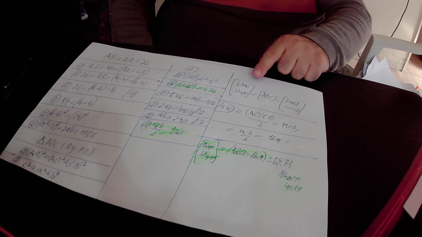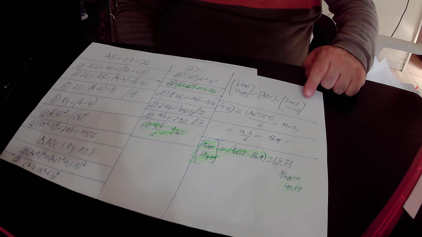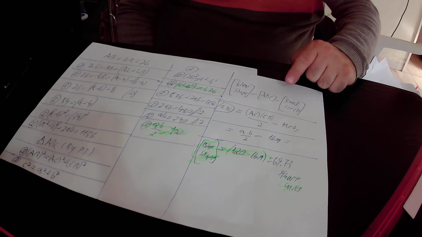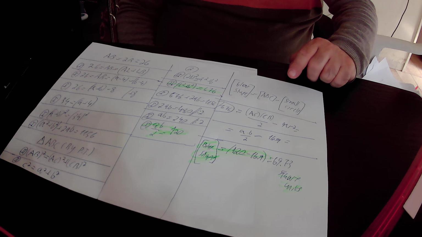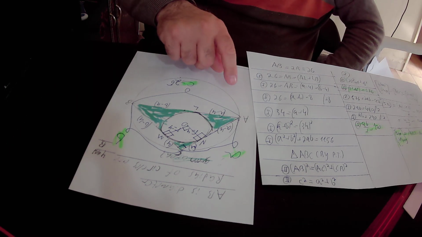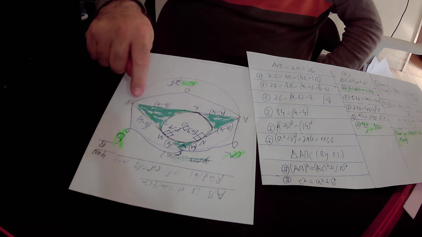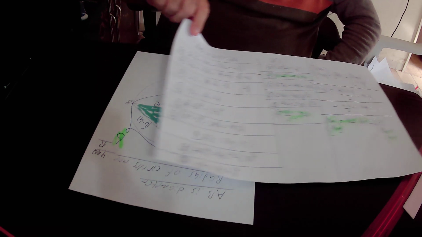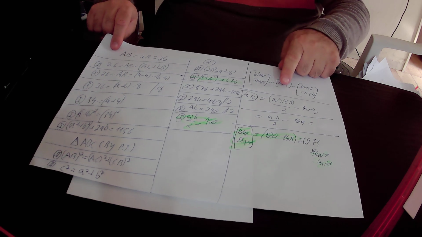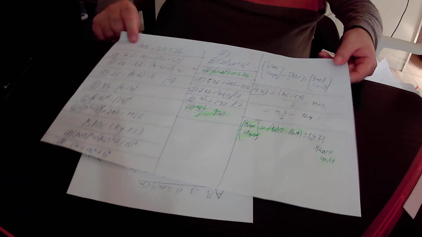The area of the blue shape equals the area of triangle ABC minus the area of the small circle. So what is the area of triangle ABC? The area of triangle ABC equals the base AC times the height to the base, that is CB, over 2, minus the area of the small circle.